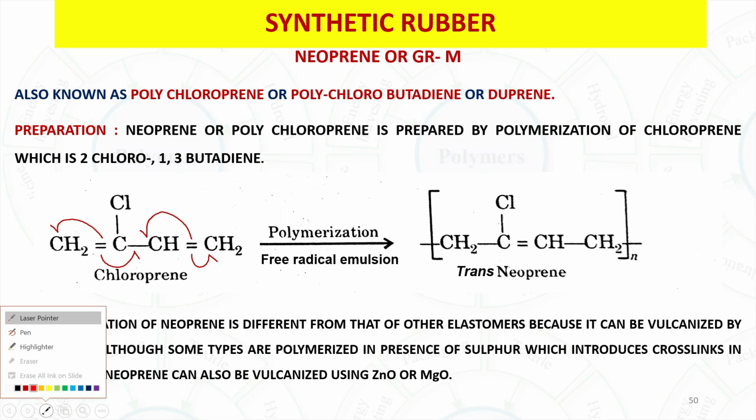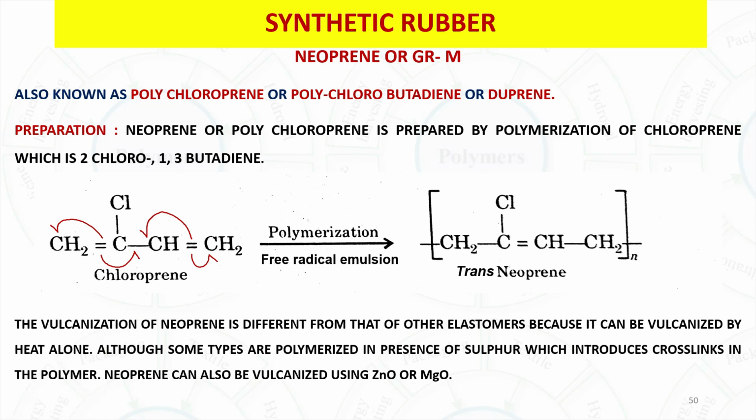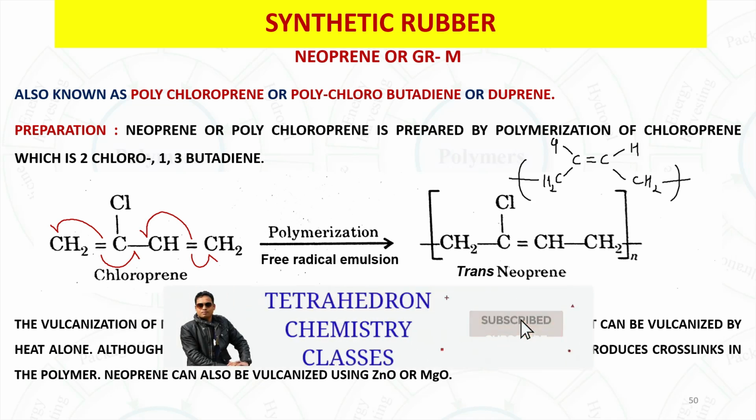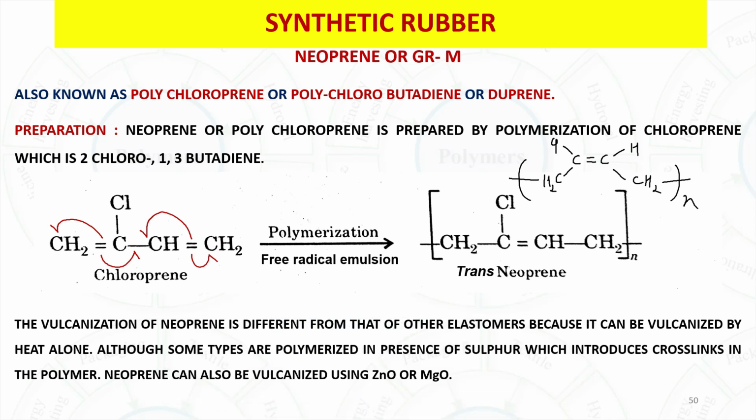If I can draw this for you, you can see here this is carbon, double bond carbon, and this is the hydrogen here, this is the chlorine here, and then this is the CH2, and the chain continues from this end as well, and this is your CH2, and n is the degree of polymerization. You can see this CH2 and this CH2 in natural rubber are on the same side, but in neoprene they would be on the opposite side.